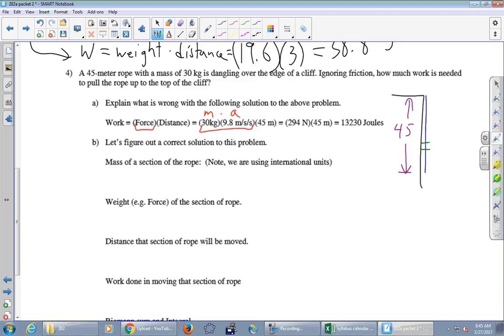Okay, so the mass of a section of rope, let's go for it. Let's give a good name to this distance here, about delta H for that little length. And so then I guess that means I'm calling H the distance that that little slice has to go.